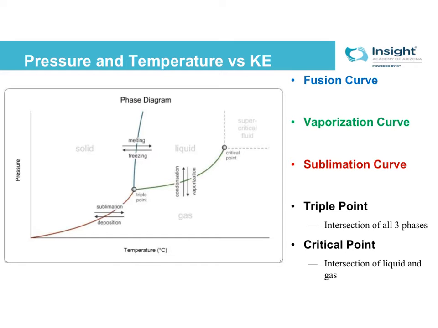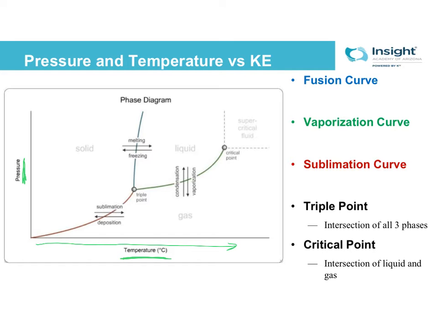Whenever you have a pressure and temperature phase diagram, you're going to have temperature on your x-axis and pressure on your y-axis. The temperature one is something you're probably more familiar with. As you go across, as temperature increases, you go from solid to liquid to gas.